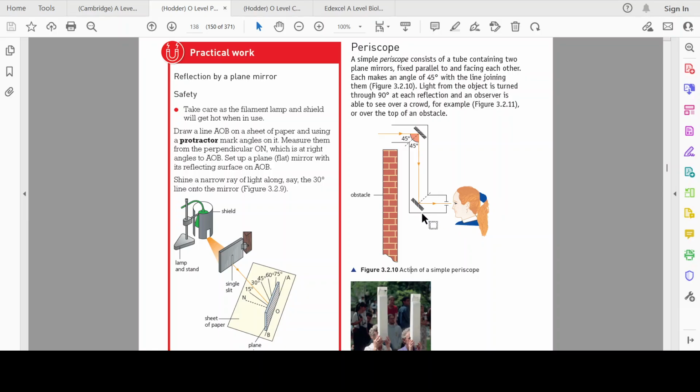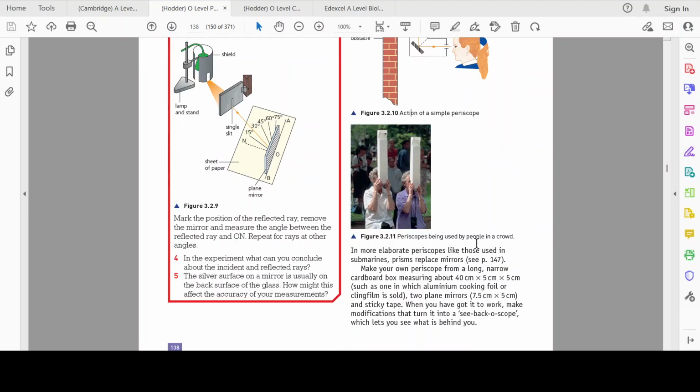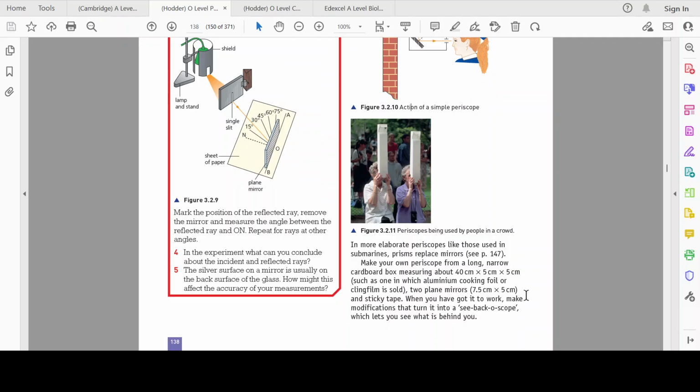Here's an example. If you're sitting in a crowd and you take this makeshift periscope, you can see above the crowd. In submarines they use prisms, which are more elaborate and more accurate, with perhaps greater definition or resolution or distance that it can cover. And over here they mention how you can make a periscope at home.